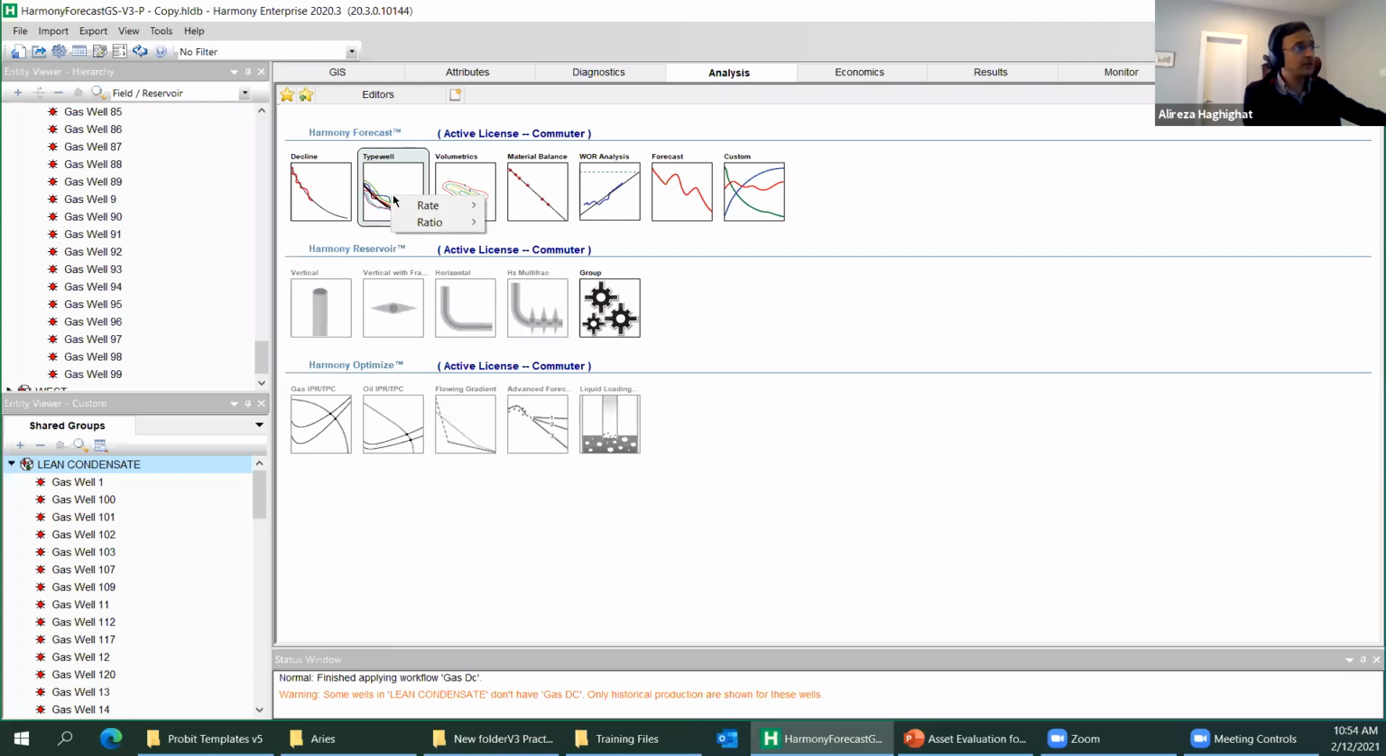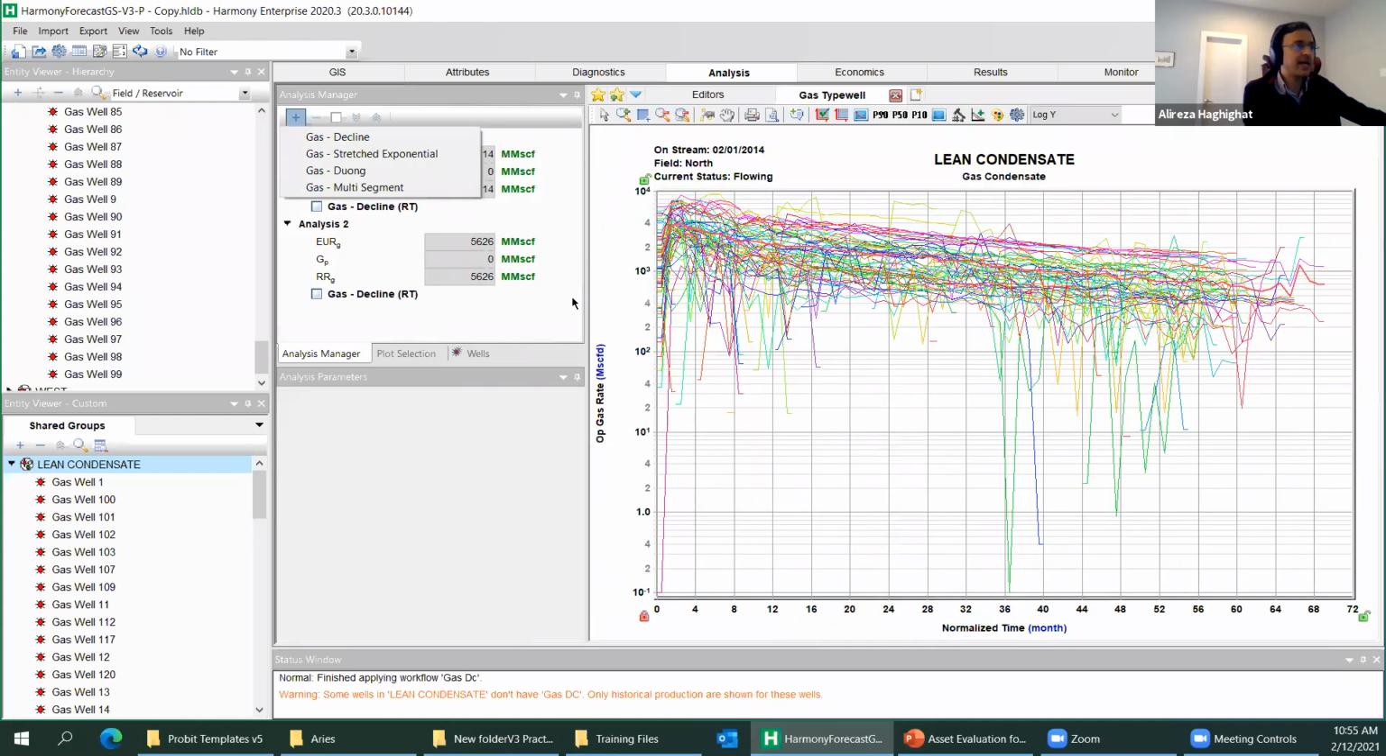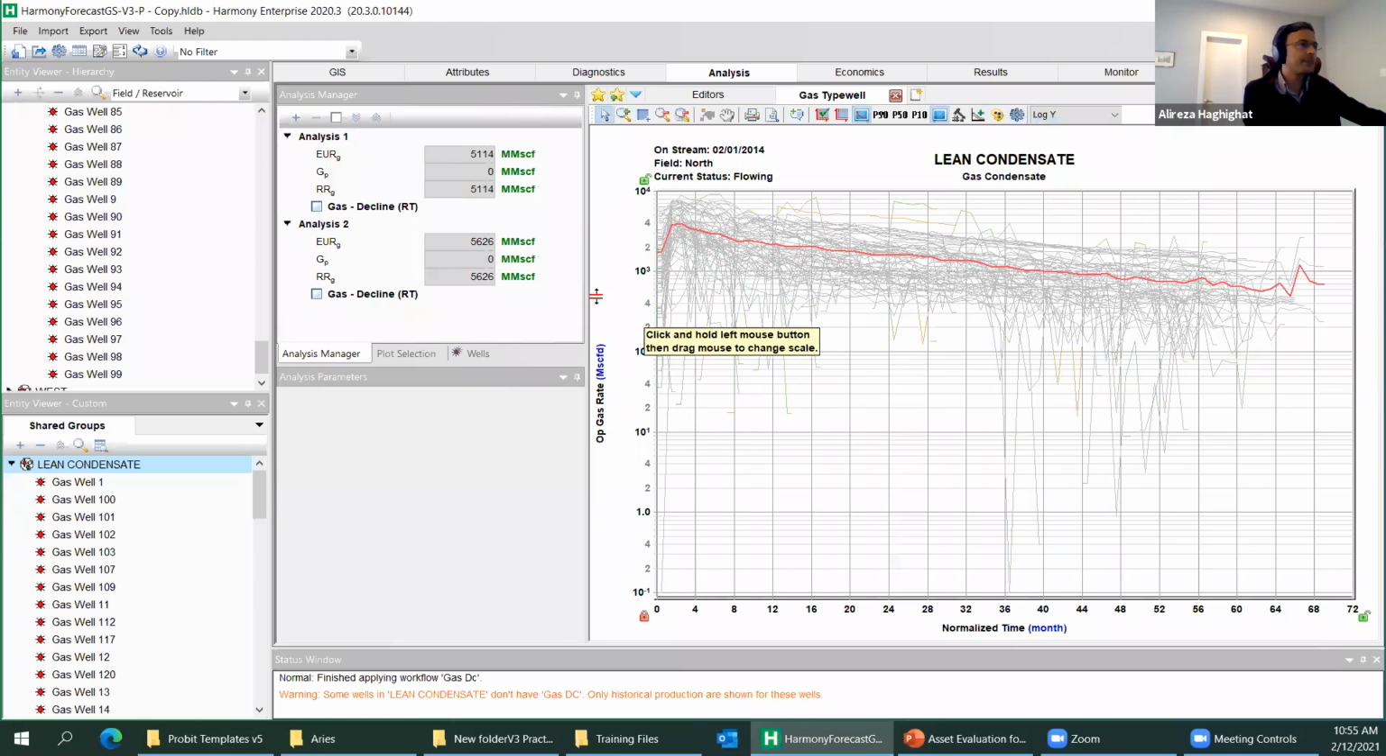I click on the type well, rate, and the first thing, my primary phase is gas. So I want to create a type well for gas. I create gas, I click on gas, and now let me make this color all gray. Let's see what we are looking at.